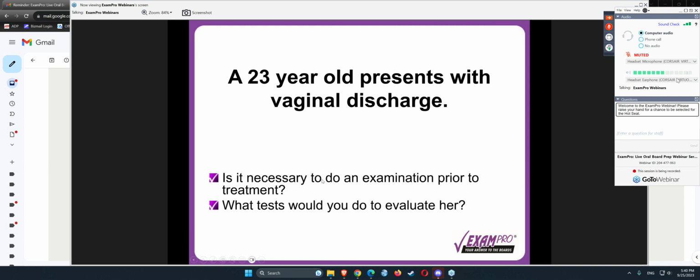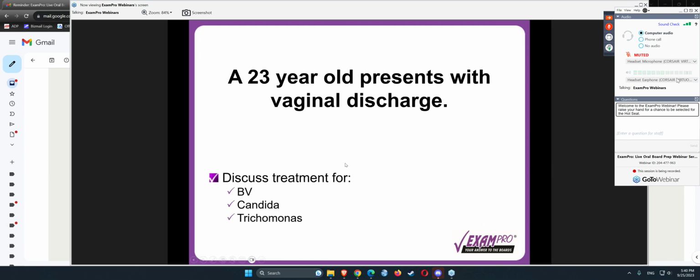Let's go to the next slide. Discuss treatment for BV, Candida, and Trichomonas. So for BV and Trichomonas, I use an antibiotic. Candida, I would use an antifungal treatment, either oral or a topical.